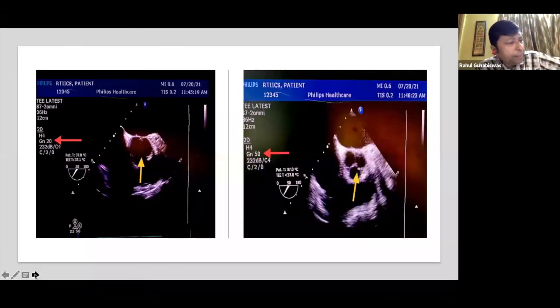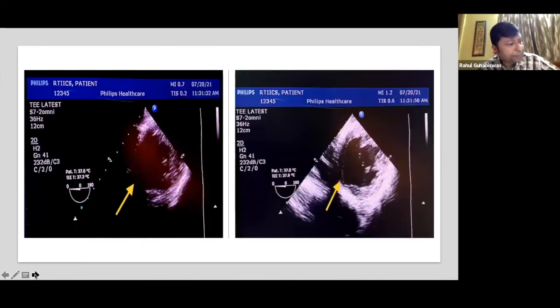This slide shows the very important applicability of 2D gain. In the mid-esophageal aortic valve short axis view, when the gain is set at 20, the three aortic valve leaflets are not visualized on the left-hand side image. Now, once we have increased the gain to 50, you can, on the right-hand side of the image, see that all the three leaflets are nicely visualized.